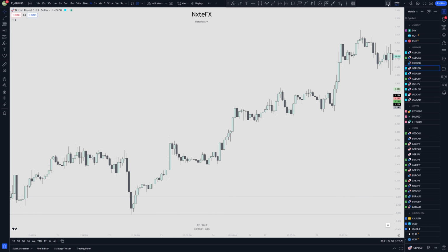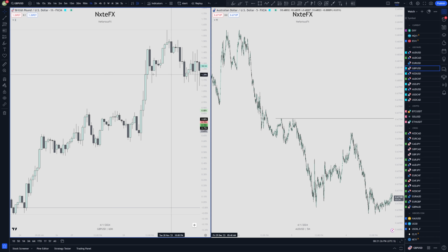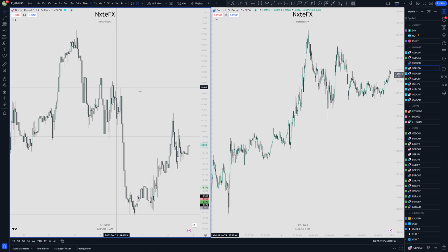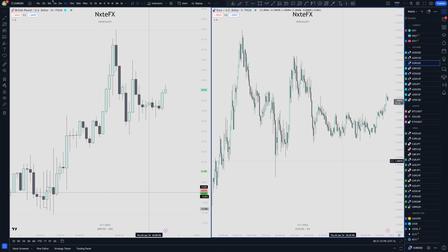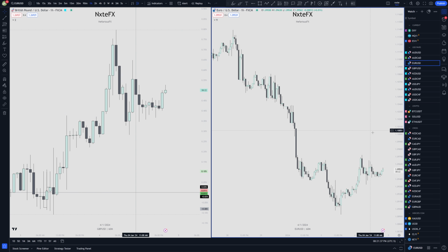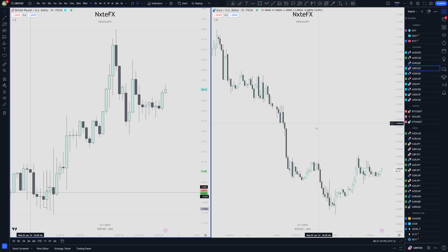Second way is going here and just opening another chart. So we've got GU to the left and we're going to put EU to the right. Make sure you're on the same time frame too. For the previous method, the time frame would be the same, so you don't have to change anything. For this one, you do have to go manually and change it.